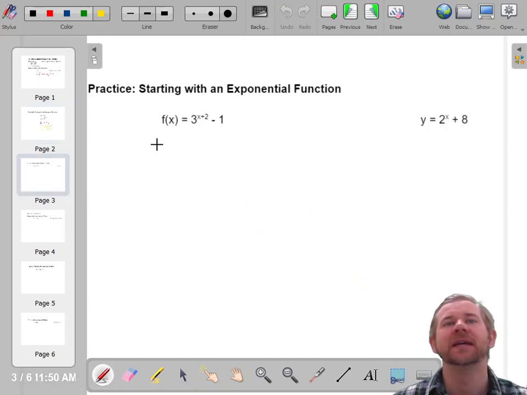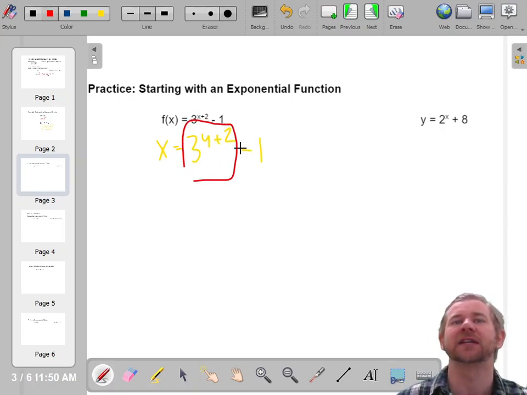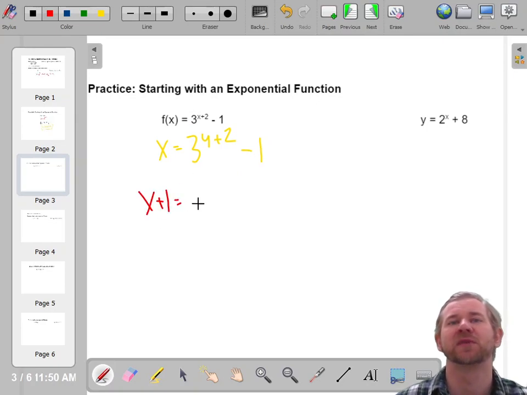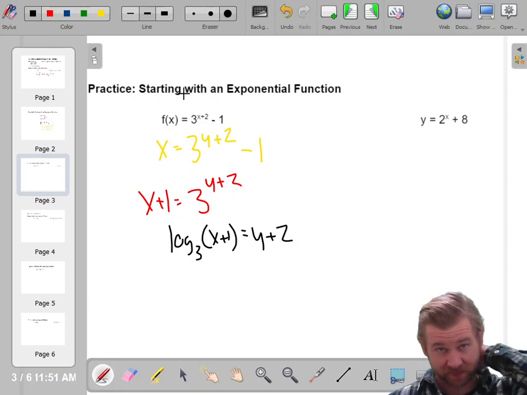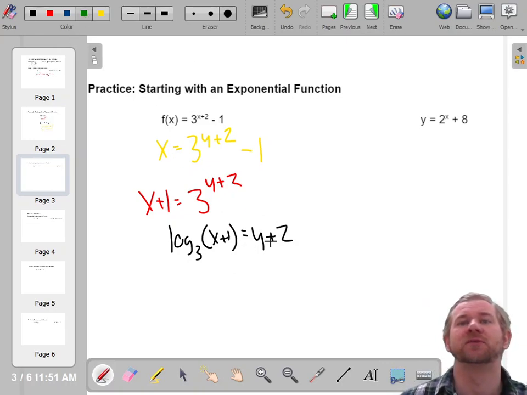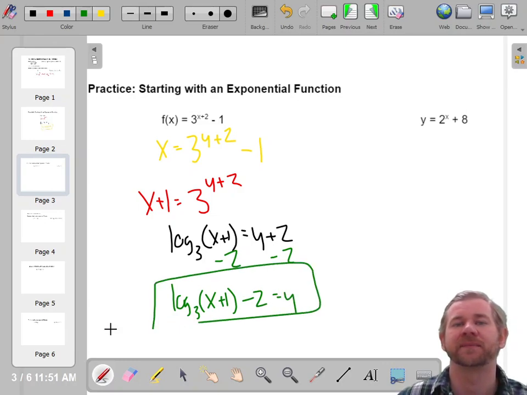Let's try a couple like that. X equals 3 to the y plus 2, minus 1. So before I can rewrite this, I need to isolate the exponent. So I'm going to add 1. X plus 1 equals 3 to the y plus 2. And now I will write it as a log. If it's a base 3 exponent, you write it as a base 3 log. 3 to the y plus 2. And then x plus 1 is the argument of the log. Last thing I want to do is subtract 2. So the log base 3 of x plus 1, and then I'll put minus 2 on the end, equals y.